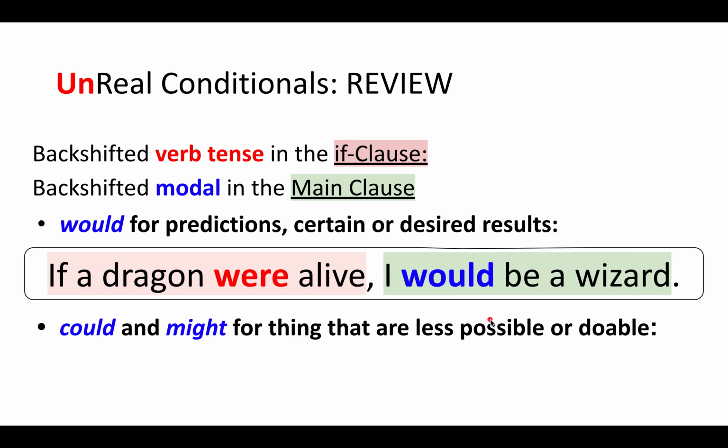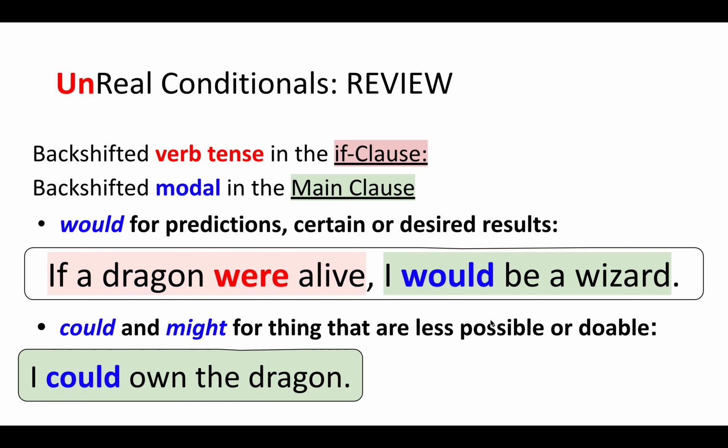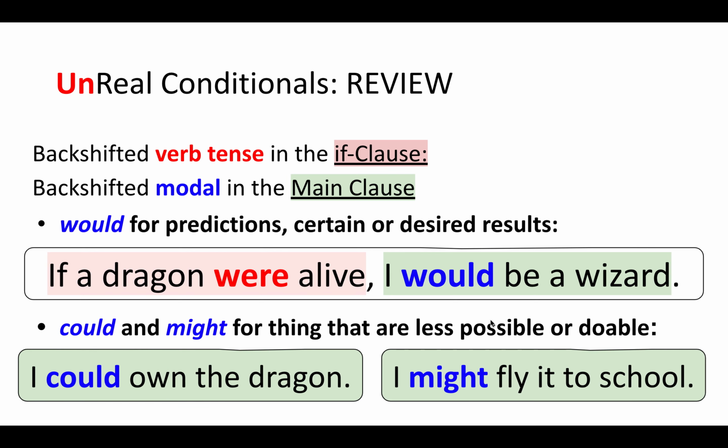For example, if a dragon were alive, I would be a wizard. I could own the dragon. I might fly it to school.